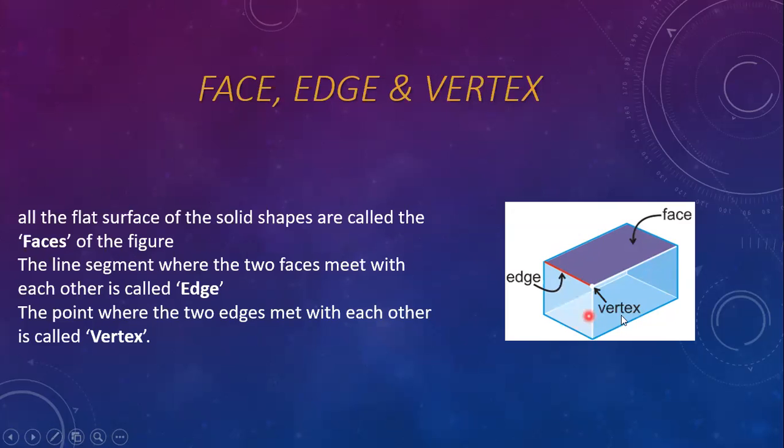See here, this is the cuboid. Where the flat surface will be, this is called a face. And here you can see this and this, where the two line segments meet, this is called an edge. And vertex means the corner. So in this diagram you can see face, edge and vertex.